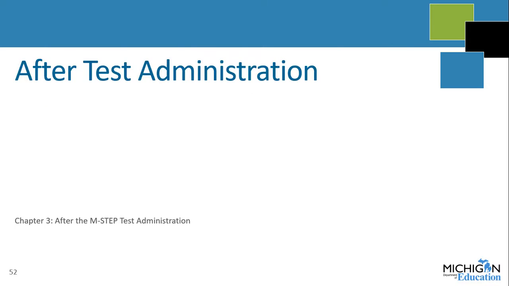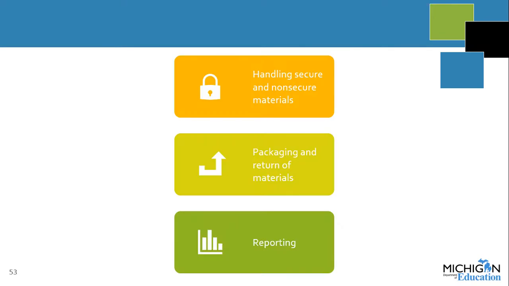Finally, I will discuss Chapter 3 of the M-STEP Test Administration MME Day training, after the M-STEP Test Administration. In this section, I will be discussing the handling of materials after testing, return of materials for paper-pencil materials, and reporting. First, I will discuss the appropriate handling of secure and non-secure materials after testing. Next, I will cover the packaging and return of materials for schools with paper-pencil materials. I will end by discussing preliminary reports availability and final reports.